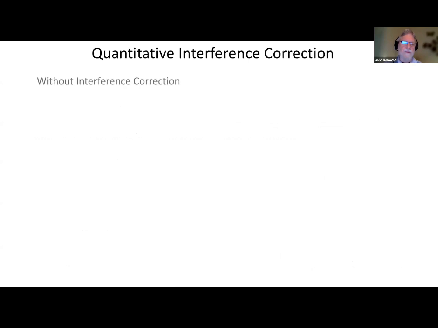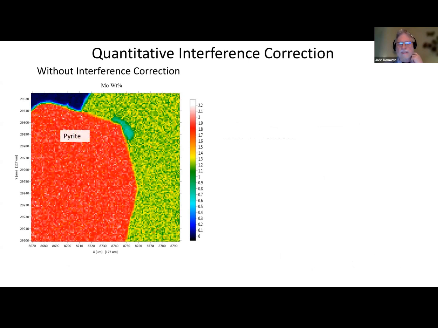Okay, so here's the interference correction. I'm just going to go over this really quickly. This is an example. I just like this example. We're measuring molybdenum in pyrite and in chalcopyrite, and we're getting a nominal concentration of molybdenum here, about 1.9 weight percent. This is in weight percent here. And in the chalcopyrite, we're getting about 1.2. Okay, that's without the interference correction.